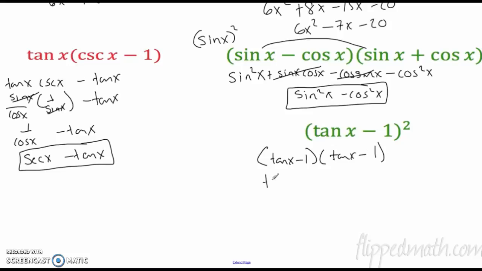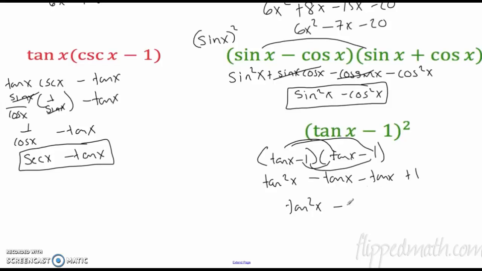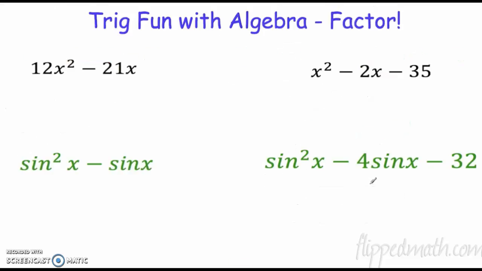So that's tangent squared x minus tangent x. And then negative 1, or minus tangent x, plus 1. And we have 2 of these, so it's tangent squared x minus 2 tangent x plus 1. Just showing you now that you can do all that algebra you already know while doing it with trig.